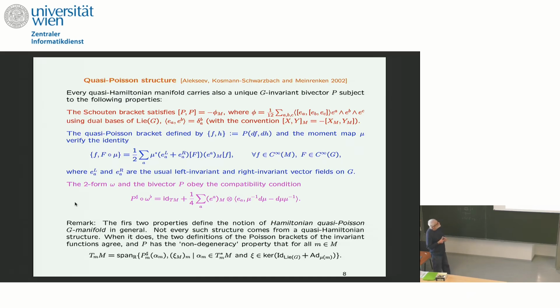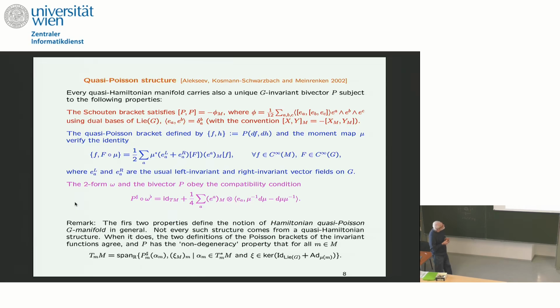So it turns out that on every quasi-Hamiltonian manifold, there is also a G-invariant bivector P which satisfies certain conditions. The condition is the Schouten bracket (I don't know how you pronounce it) of the bivector with itself, and phi. Now, if I use a pair of dual bases of the Lie algebra, and this is actually valid for any invariant bilinear form, it doesn't have to be positive.